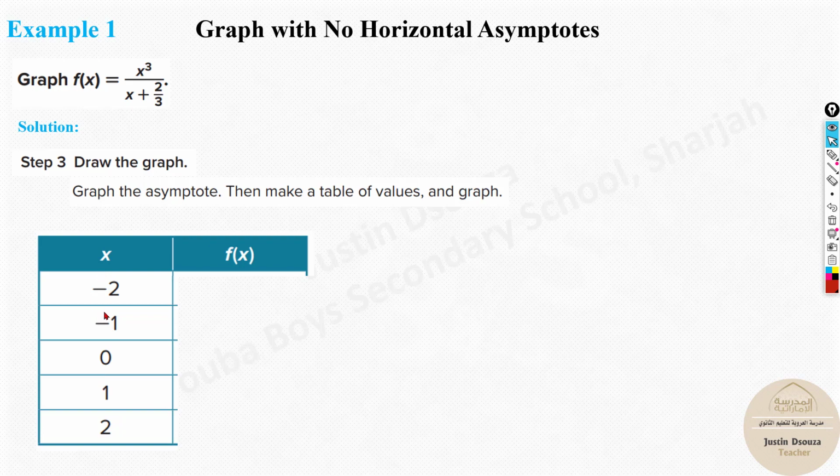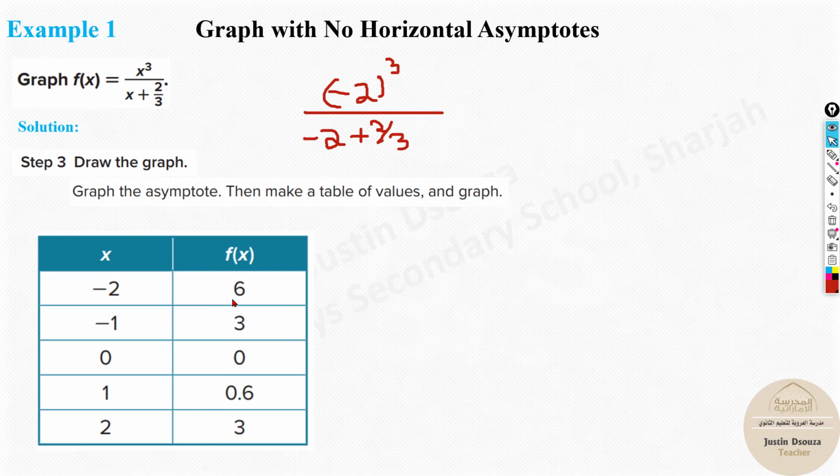Negative 2/3 is close to 0, so just take some values over here: negative 2, negative 1, 0, 1, 2. Now, if you put these values of x in this equation, over here you will have to put negative 2 in brackets, cubed. Don't forget the bracket, or you'll get wrong answers. And over here it's negative 2 plus 2/3. If you put this, you will get the answer 6. And in the same way, put the other values.